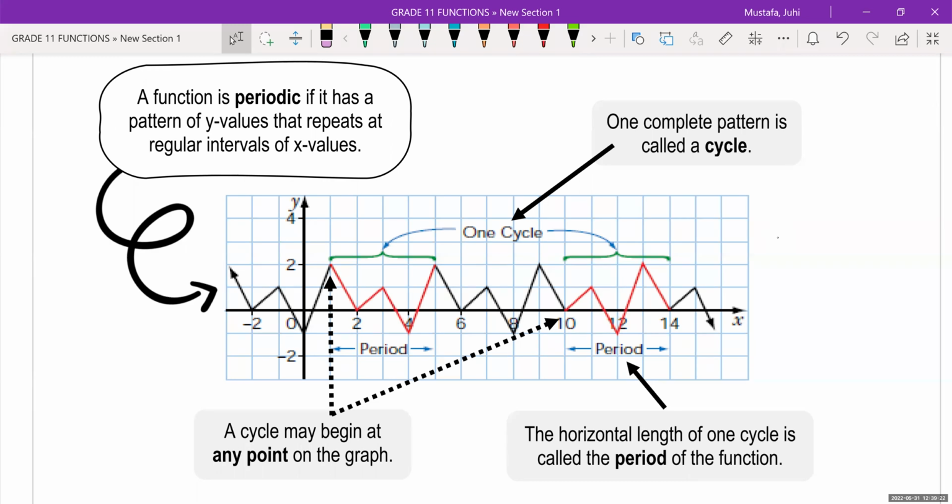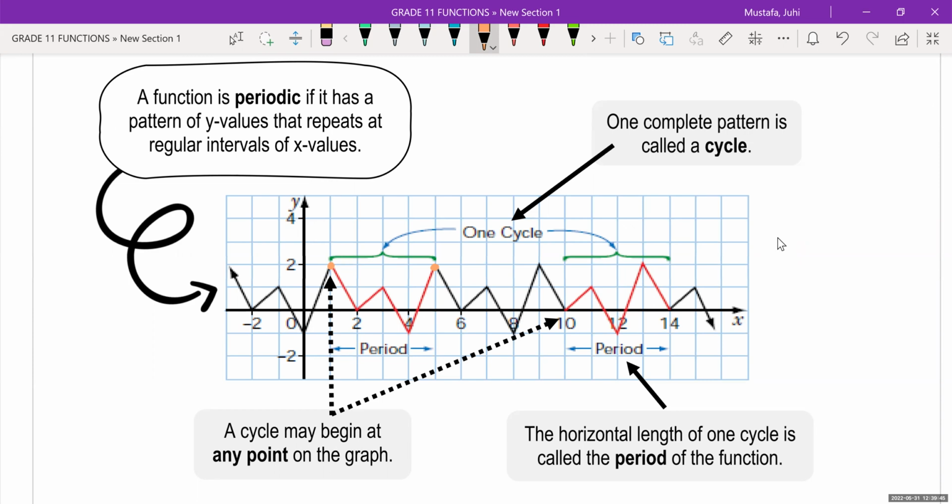One complete pattern is called a cycle. So usually you look at any starting point, and then you look at the ending point, and from the start to the stop, it's known as a cycle. A cycle may begin at any point on the graph. So you determine where the cycle begins by just drawing a point or circling it, and then you follow through, and then the next cycle will begin at the exact same position. But everyone can have a slightly different answer.